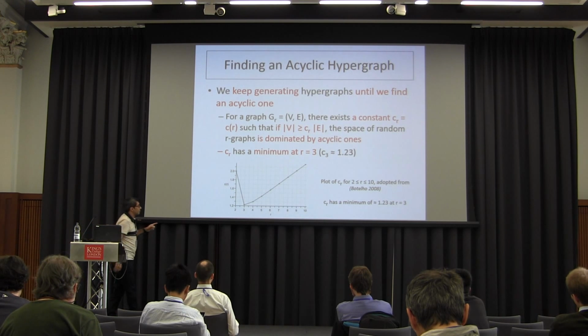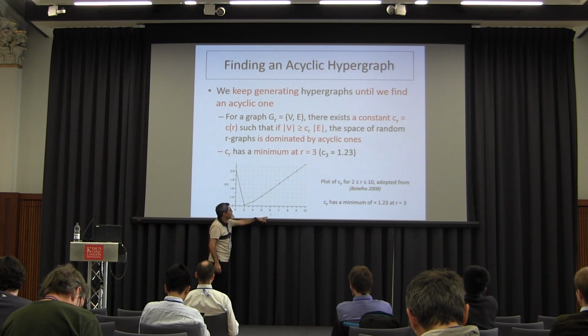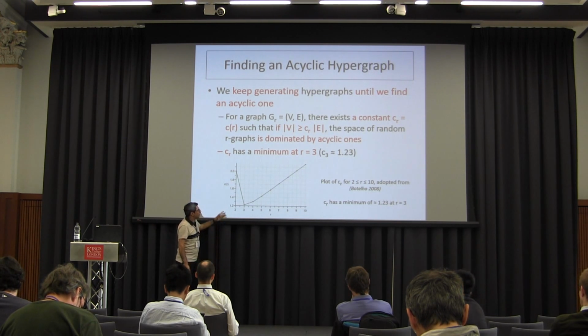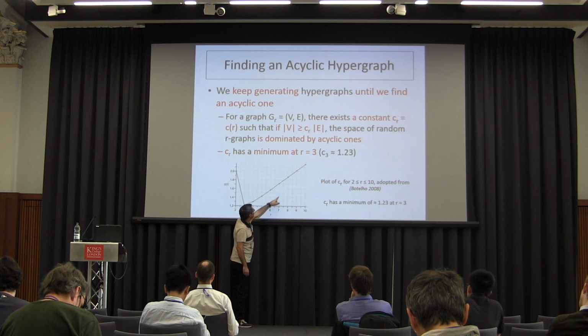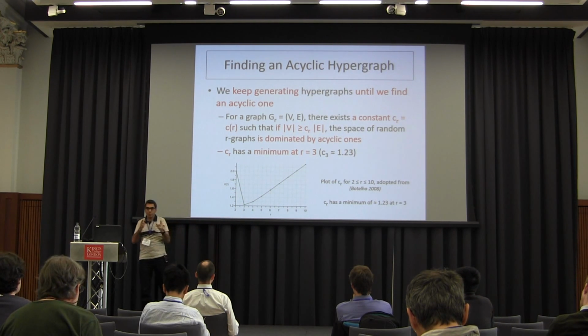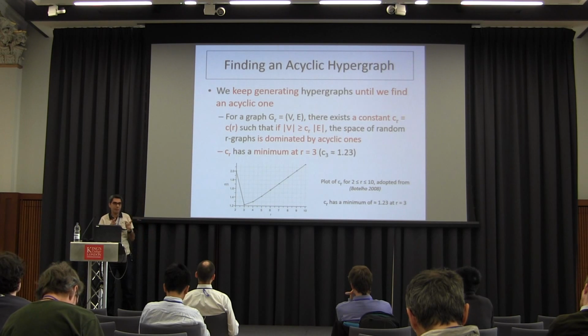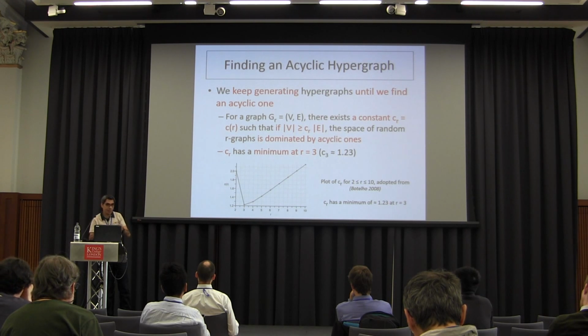If you look at this figure, it shows that constant as a function of the number of parts in the graph, so C of R, a function of R. For example, for the 7-part hypergraph, the value is around 1.7. This means that if the number of vertices is greater than or equal to the number of edges times 1.7, it's very likely that the random hypergraph we have generated is acyclic.